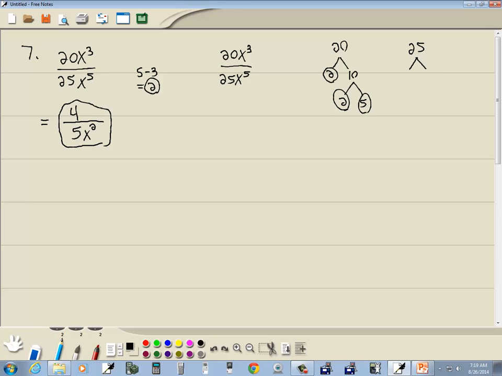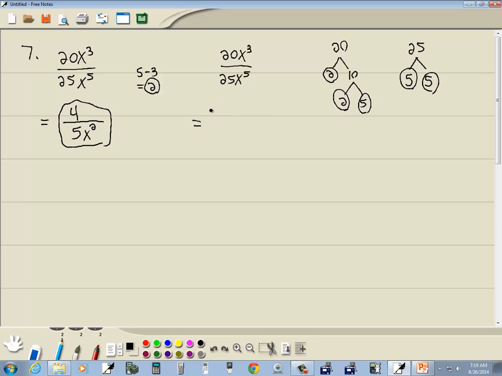Now 25. We start with our first prime. It's not divisible by 2. So I go to my next prime, which is 3. If I add digits together, 2 plus 5 is 7, so it's not divisible by 3. So I go to my next prime, which is 5. It is divisible by 5 because my last digit is 5. And that'd be 5 times 5. And that's prime, so we circle it, and that's prime, so we circle it.